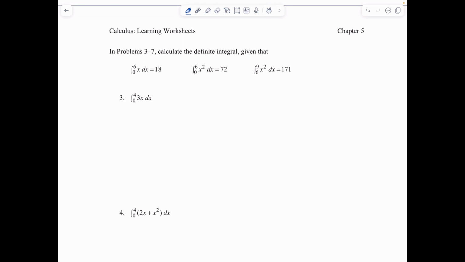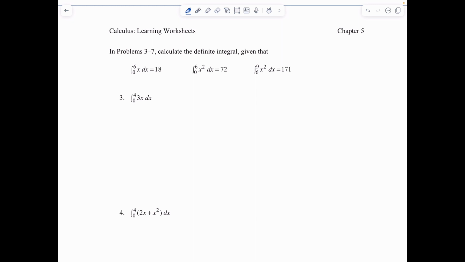In problems 3 through 7, calculate the definite integral, given that the integral from 0 to 6 of x dx is 18, the integral from 0 to 6 of x squared dx is 72, and the integral from 6 to 9 of x squared dx is 171. So hopefully we'll be able to use this given information and that property that allows us to break up integrals to find these definite integrals.